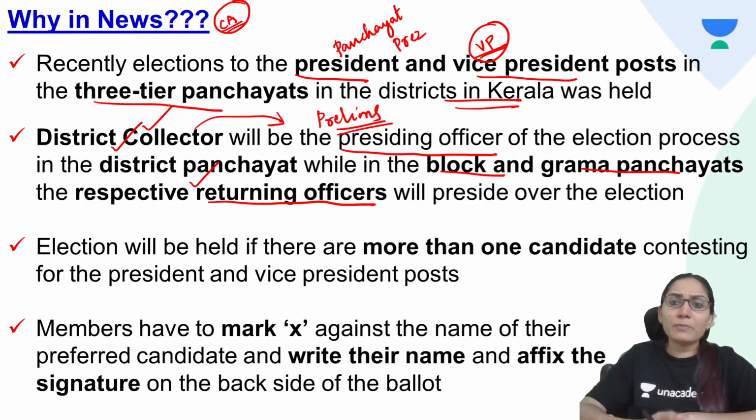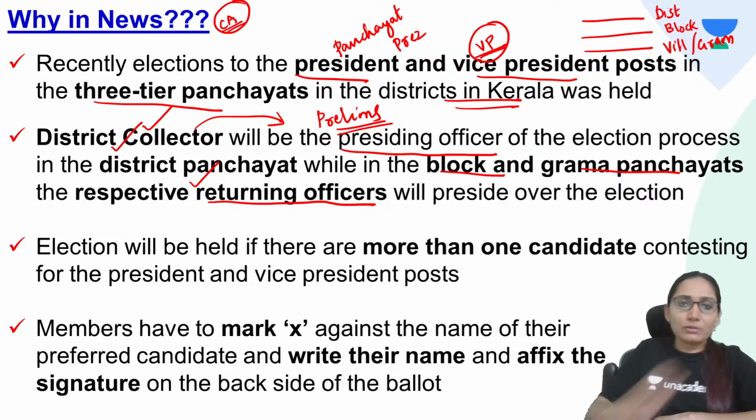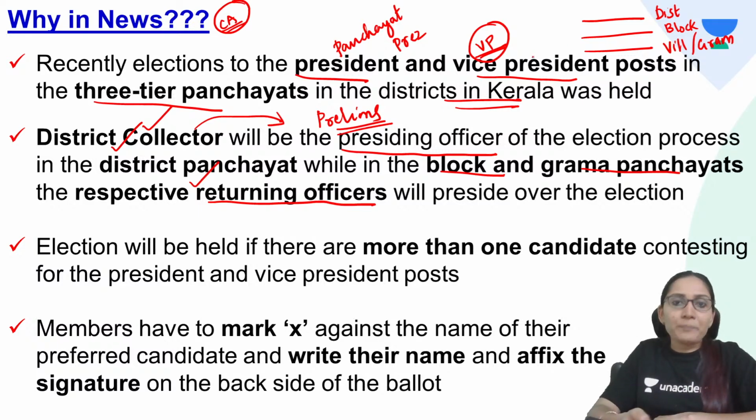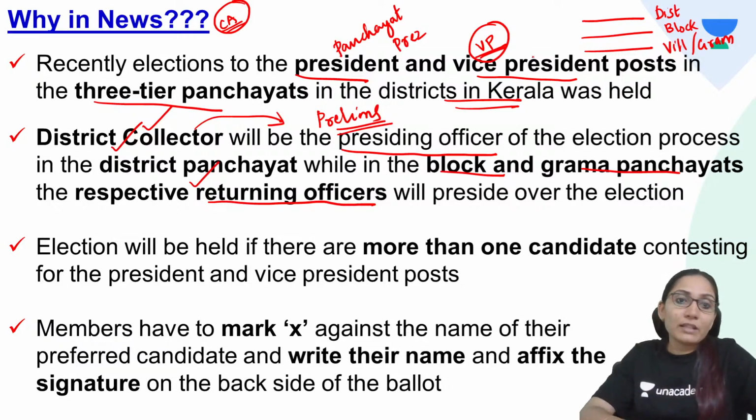And in case of block panchayat and gram panchayat, it's a 3-tier system. We know Panchayati Raj institutions in India are a 3-tier system. We have the district panchayat, we have the block panchayat, and we also have the village panchayat or the gram panchayat. So the district level elections will be presided over by the district collector, and when it comes to gram panchayats and the block panchayats, it will be the respective returning officers who will be presiding over the elections.